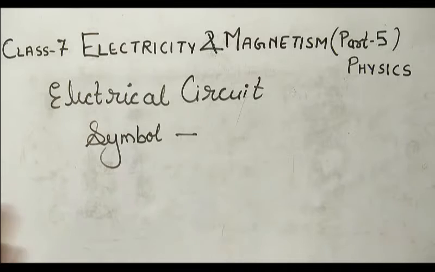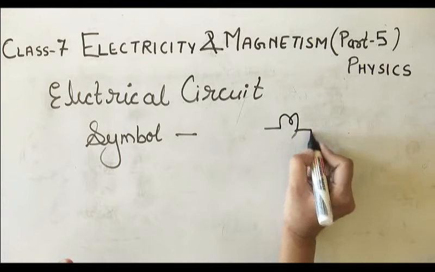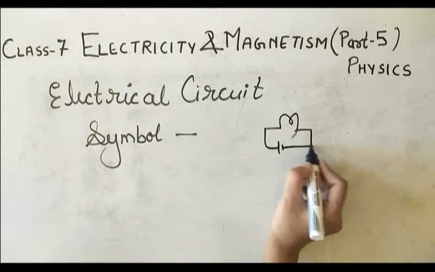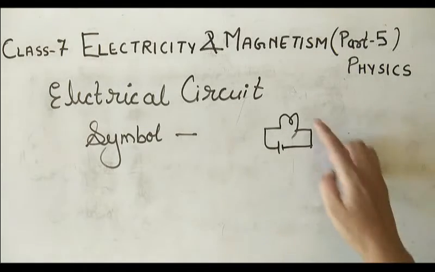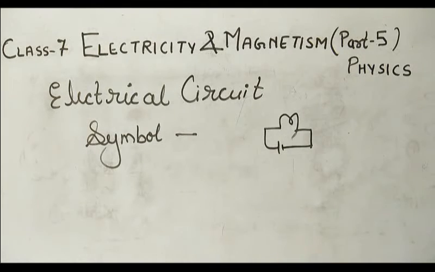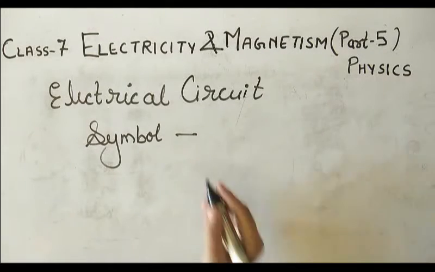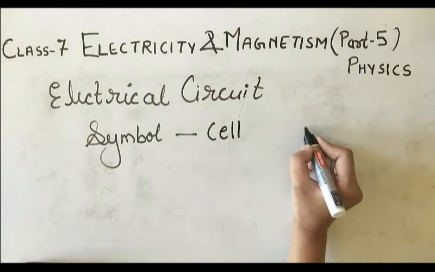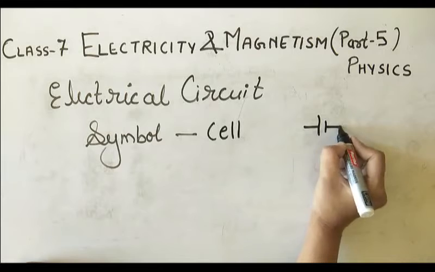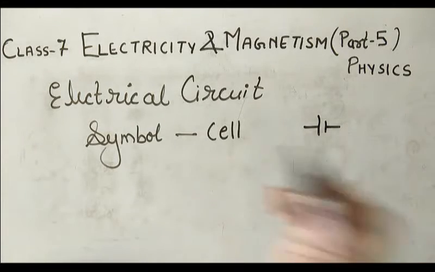Previously, when I drew the diagram of the closed circuit and open circuit, I drew the diagram like this. Okay, if you remember. In this type of diagram, one battery is there, one bulb is there, one switch is there. So let us see the symbols. If we want to present the cell, we use the symbol like this. One side shows the positive terminal, one shows the negative terminal.